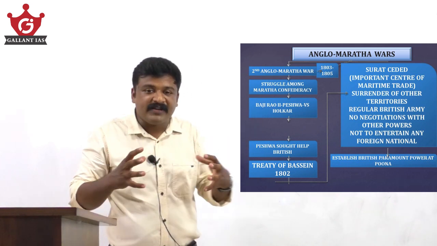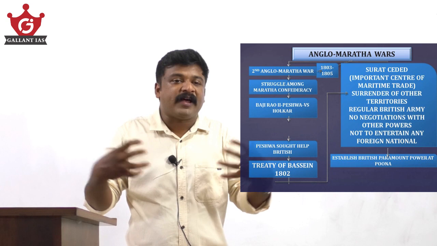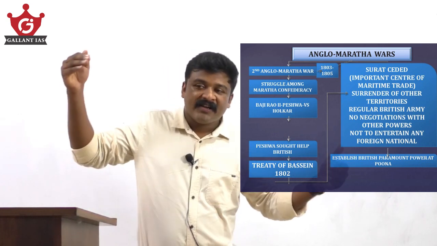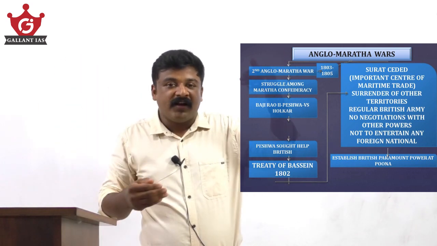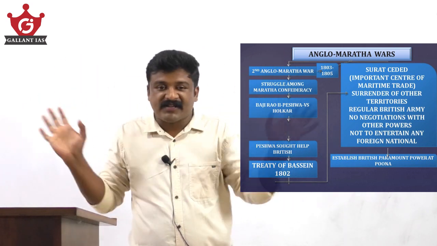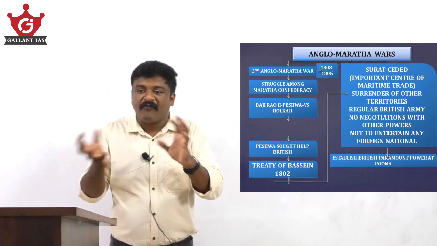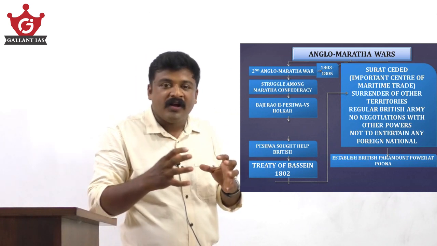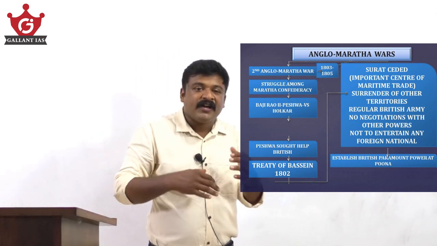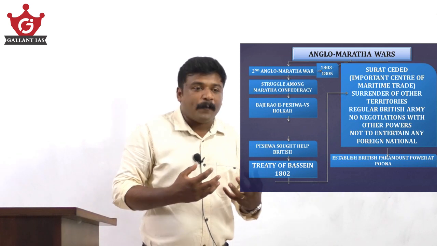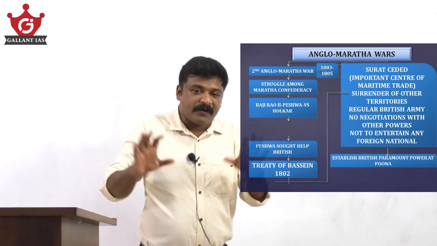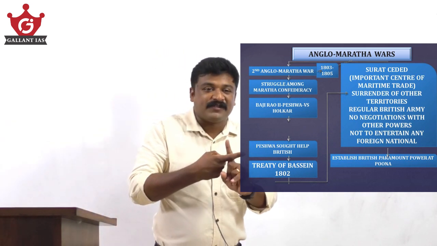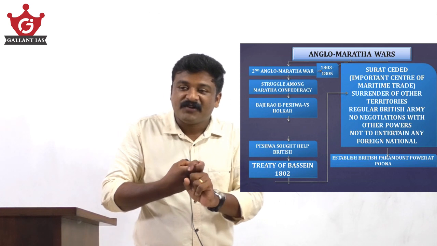And we have seen that there is a power struggle among the Maratha confederacies. You know who the Maratha confederacies are? Peshwa, Bhonsle, Scindia, Gaikwad, Holkar, etc. There is always a fight among these Maratha confederacies, internal conflicts. Here the Peshwa versus Holkar fight is there, in which the Peshwa was defeated. So the Peshwa sought help from the British. The British said, okay Peshwa, we will support you, but we have to sign a subsidiary treaty. That treaty was the Treaty of Basin.